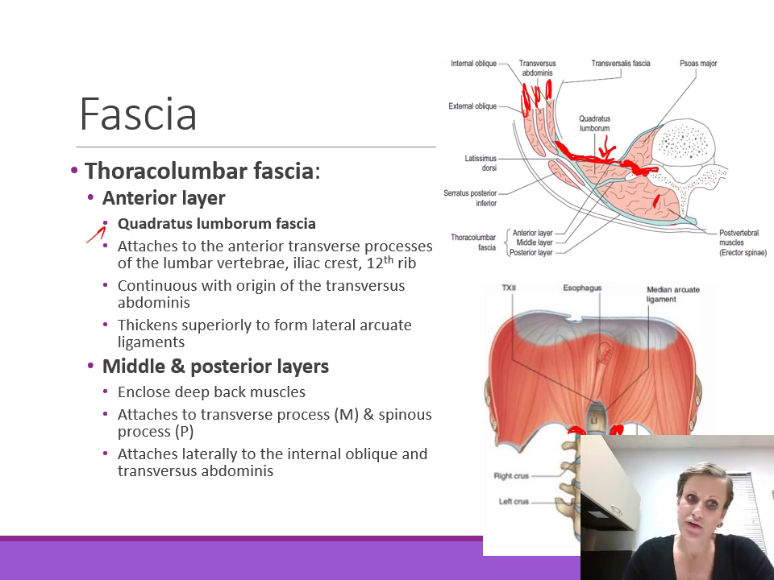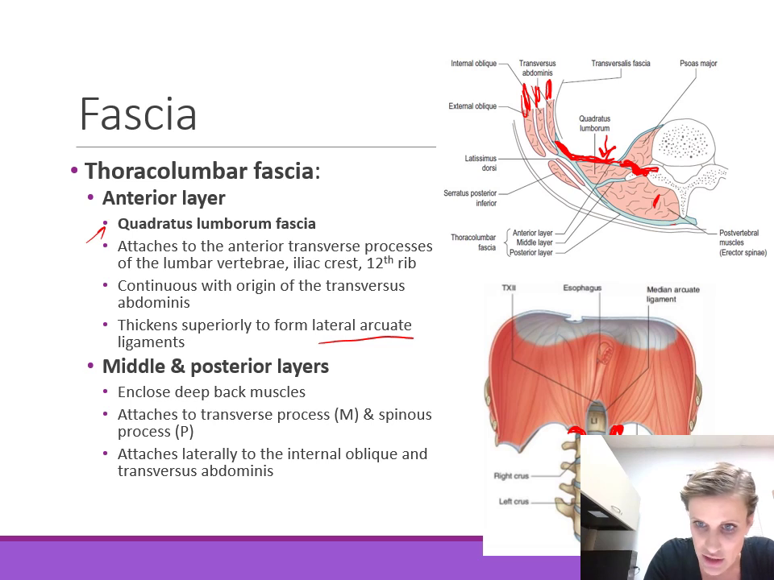Superiorly, this anterior layer, or quadratus lumborum fascia, thickens and forms the lateral arcuate ligaments. So those are just lateral to the medial ones. So again, if you look at this bottom picture, you see the posterior and inferior surface of the diaphragm. This is the lateral arcuate ligament over here, and then you see the other one over here.